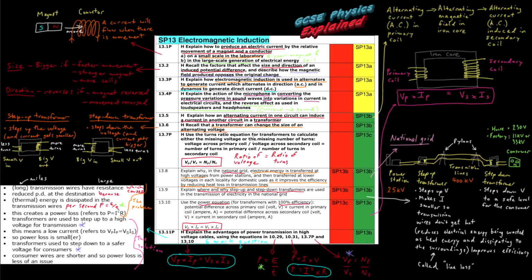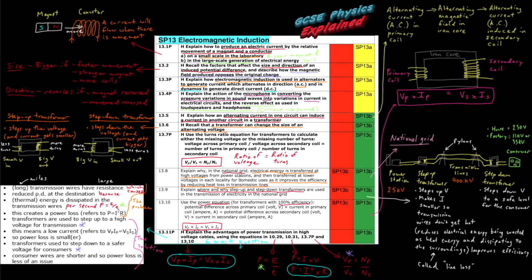Use the turns ratio equation for transformers to calculate either the missing voltage or the missing number of turns. So you've got to say that the voltage across the primary divided by the voltage across the secondary equals the number of turns on the primary coil divided by the number of turns on the secondary coil. In other words, the ratio of the voltages, this here, is equal to the ratio of the turns. So they'll always give you 3 of them and you've got to work out the 4th.